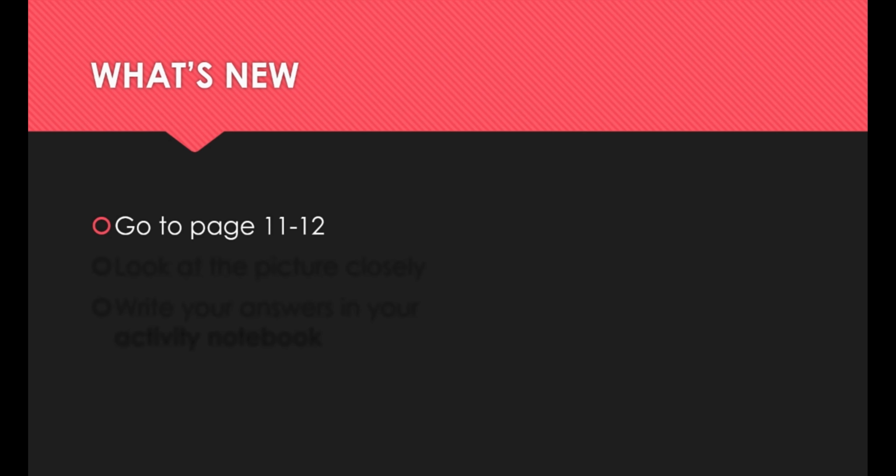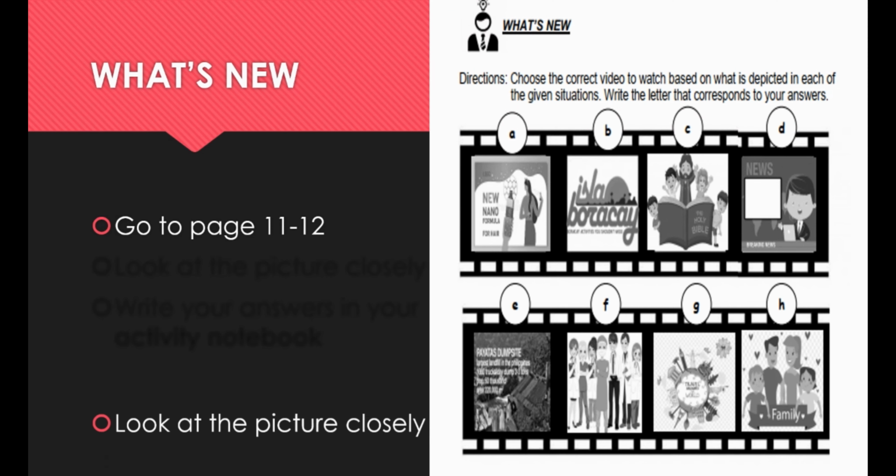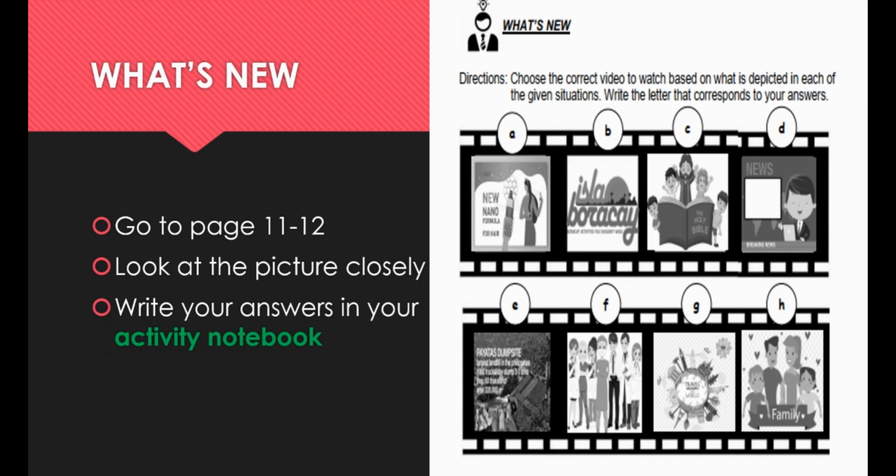Are you ready for a challenge? Go to page 11. What's new? Take a look at the pictures. Then read the statements on page 12. Choose the letter of the correct video that is being described in the statements. Write the letter only on your activity notebook.